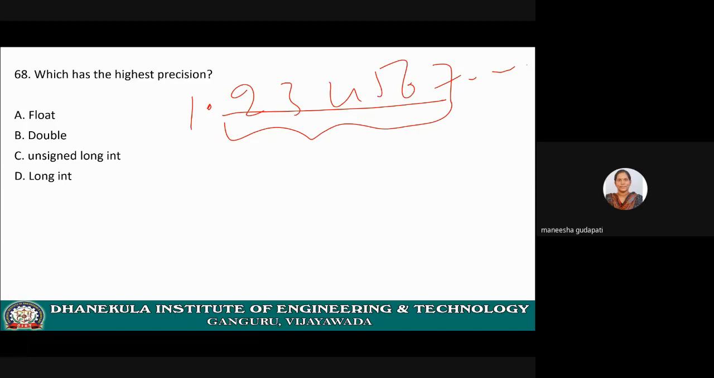Option A. What is option A? Float. Okay. Then what about the others? Option D. Just look here, it's of type integer. So how can you say it's option D? For integers, we don't have any decimal values. So how can you talk about precision?